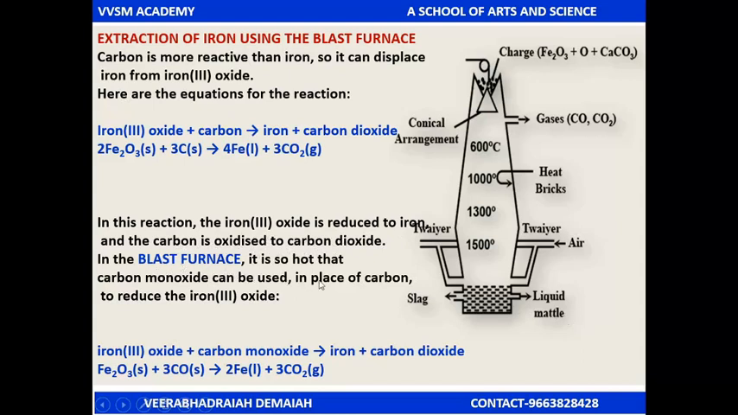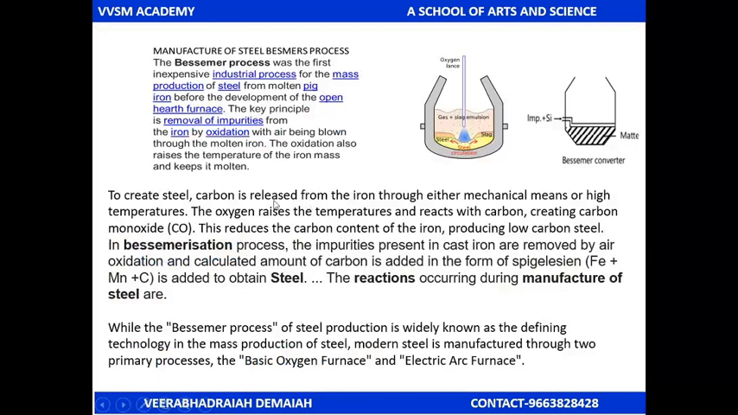In the blast furnace, it is hot. Carbon monoxide can be used in place of carbon to reduce iron(III) oxide. So iron(III) oxide combines with carbon monoxide, and iron and carbon dioxide are evolved. This carbon dioxide and all the waste gases go out through the outlet. This is the liquid metal. Afterwards the molten iron, that is pig iron, is converted into steel.